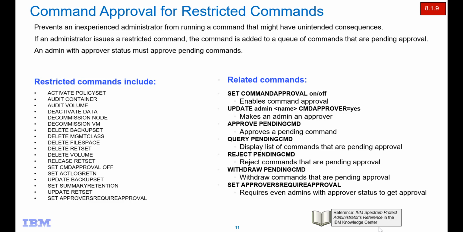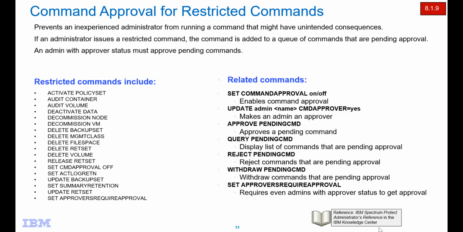And so if you do turn on command approval, if an administrator issues a restricted command, the command is added to a queue of commands that are pending approval. And then another administrator who has approver status must go through and approve those pending commands prior to them being executed. Of course, the administrator could also reject the command, and at that point they would be canceled.